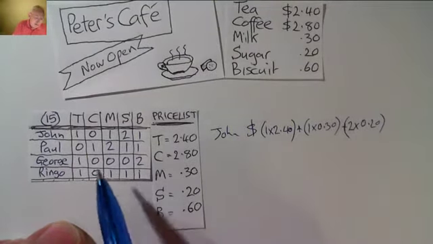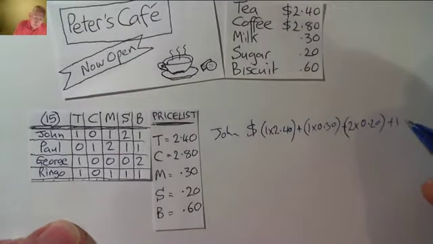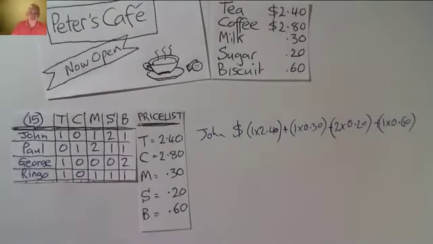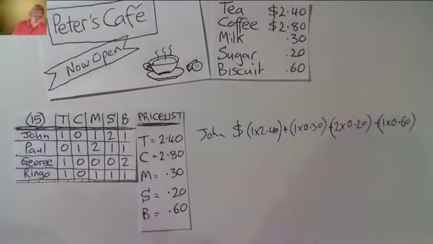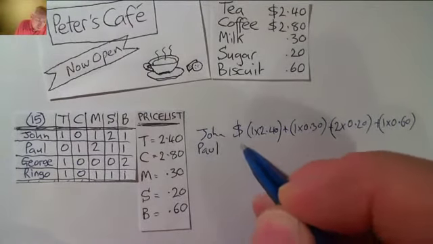And we will add on 1 biscuit at 60 cents, so plus 1 biscuit at 60 cents. Okay, so that's basically John's calculations for his bill. Before I get out the calculator, let's just quickly work out Paul's bill.